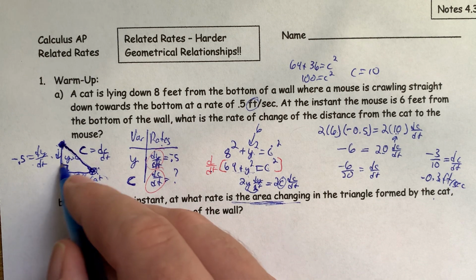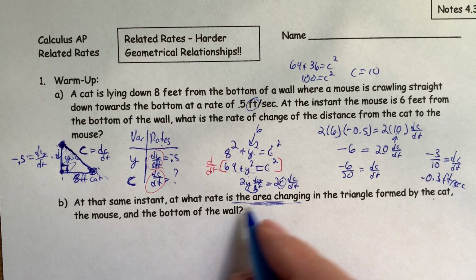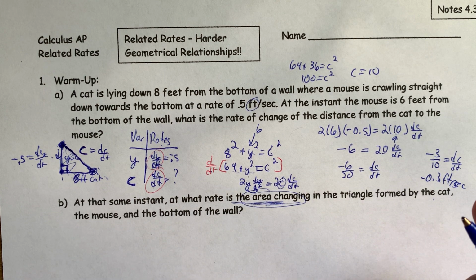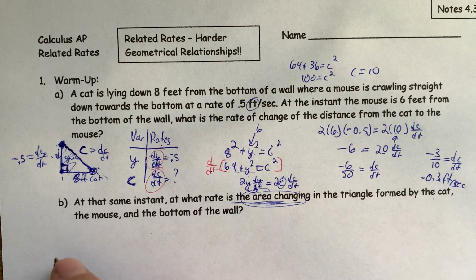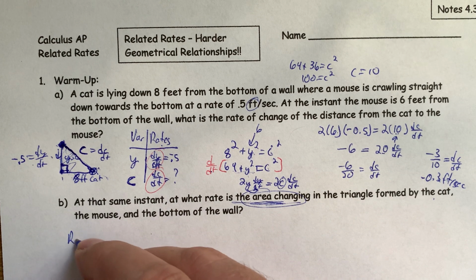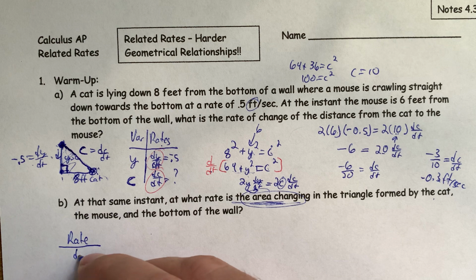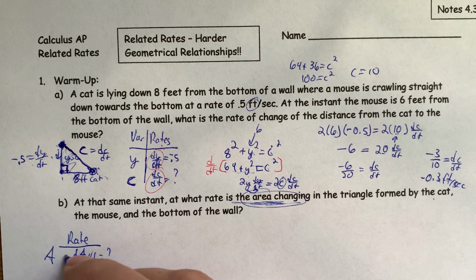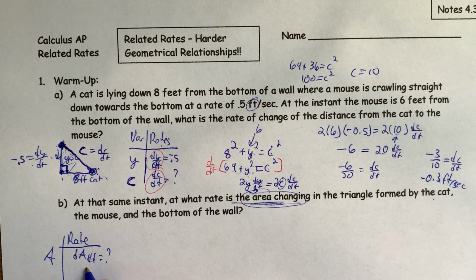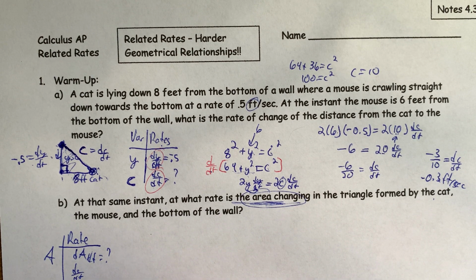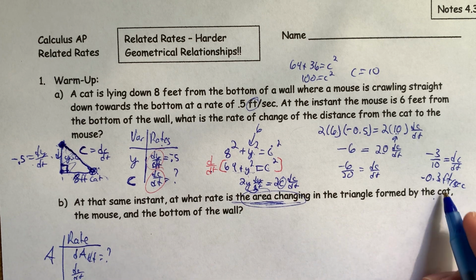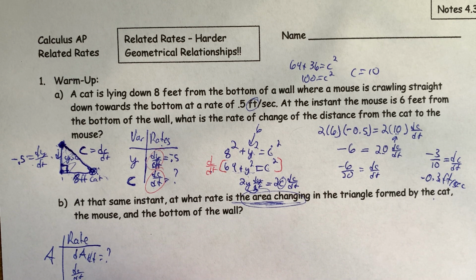So we want the area of this, asking for dA dt now. So let's see how you guys do on this. How is the area changing? Well, now the rate we need is dA dt. And so we need an expression with area. We also have some rates. We now have dc dt if we need it. We have, because we solved for it earlier, dy dt.